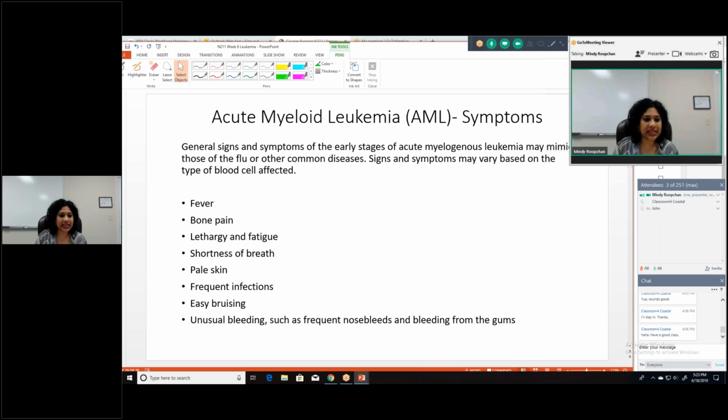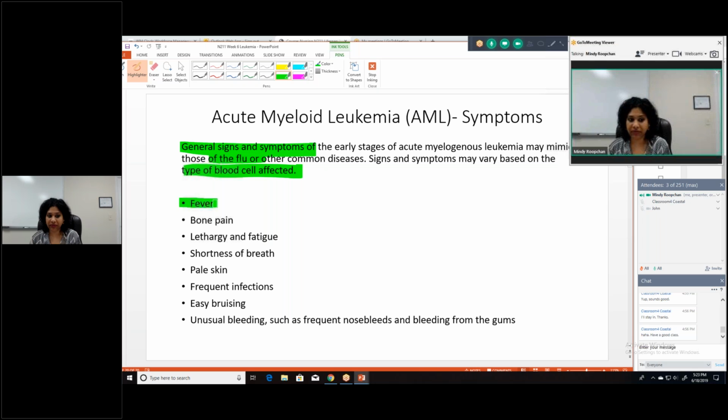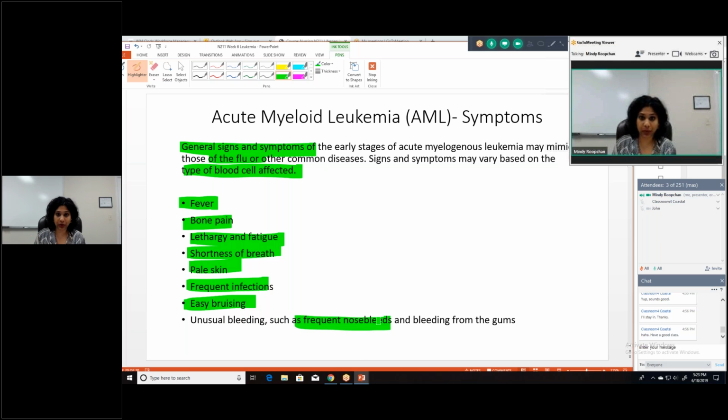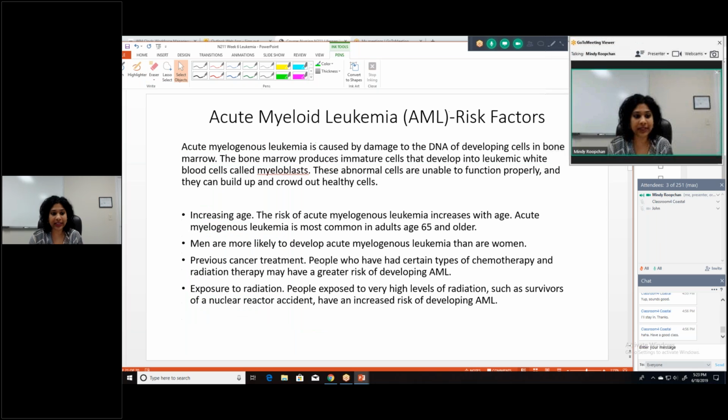So general signs and symptoms, you guys need to know. At the early stage they may mimic those of the flu, which we just talked about. Think about what it's affecting. It's based on the type of blood cell that's affected. We get the fever, the bone pain, they're tired and weak, fatigue, shortness of breath, pale skin, frequent infections, easy bruising, and also nosebleeds. So far it looks like the same thing we just talked about with ALL, right?